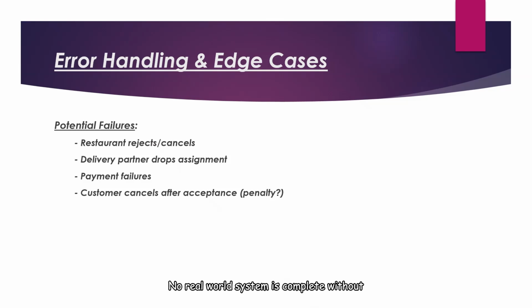No real-world system is complete without handling errors gracefully. What if a restaurant rejects the order after acceptance? What if a delivery partner cancels midway? What if a payment fails? We need to build fallbacks.